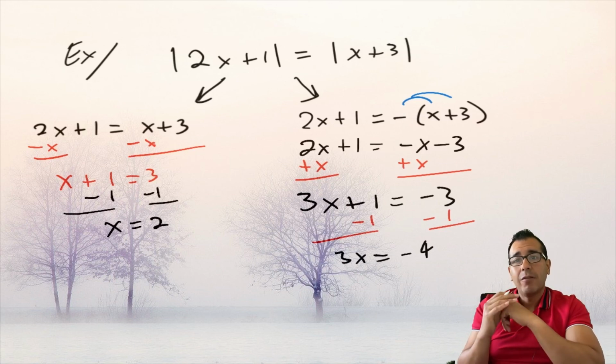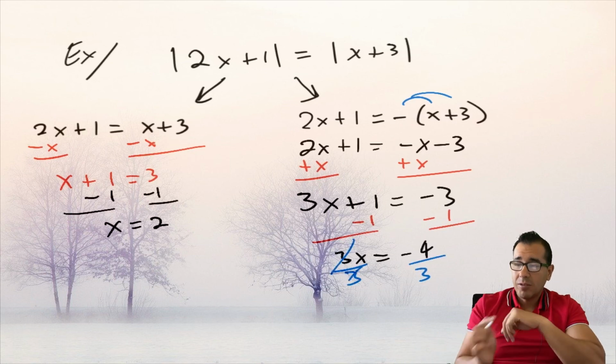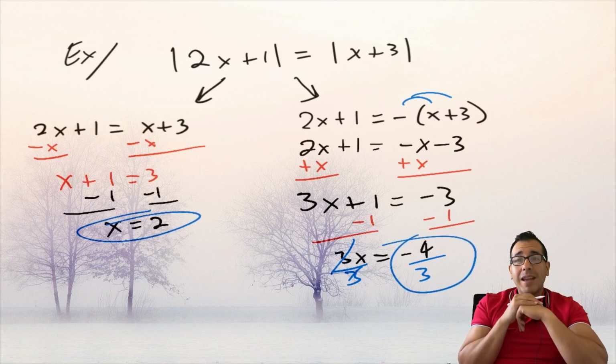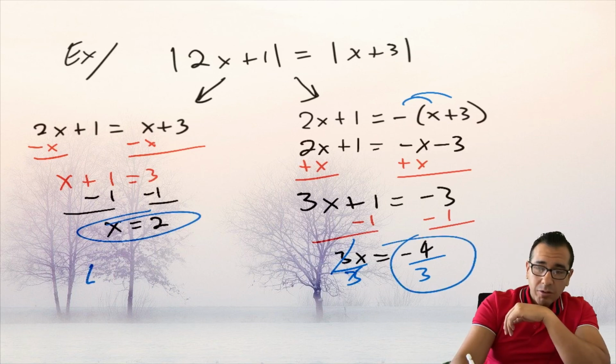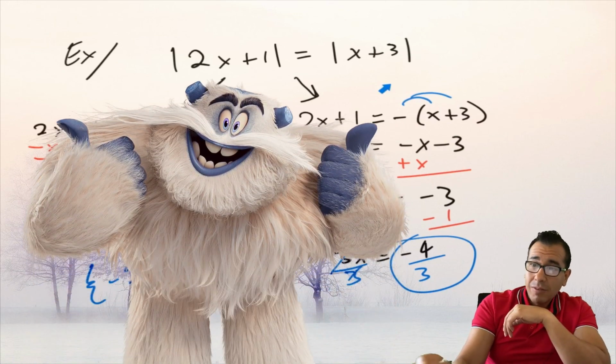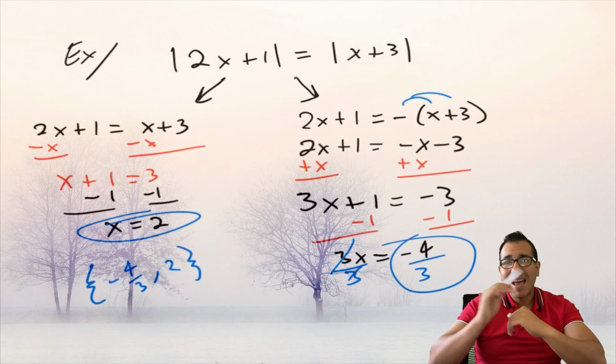So now let's solve for x. Divide both sides by 3. So there you have it, folks. We're left with 2 answers. X could equal 2 or x could equal negative 4/3. So our final solution is negative 4/3 or 2. And now you know how to solve equations that have absolute values on both sides.